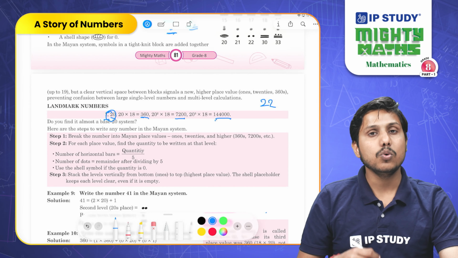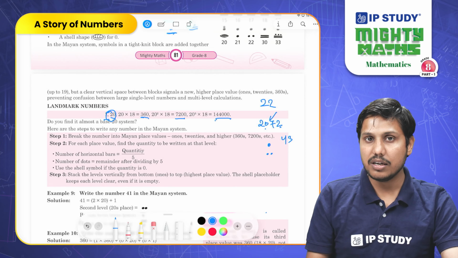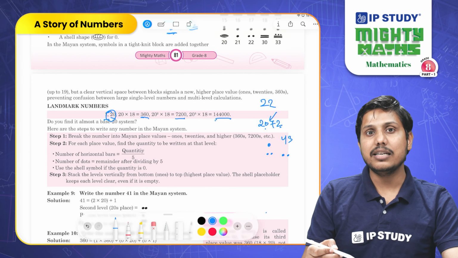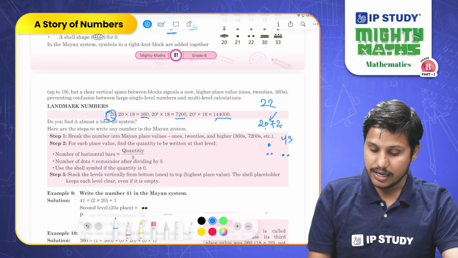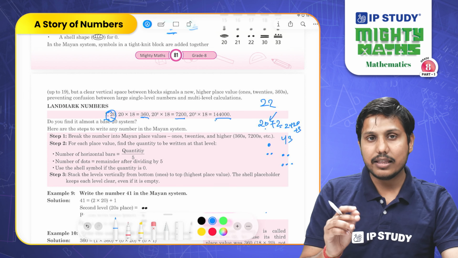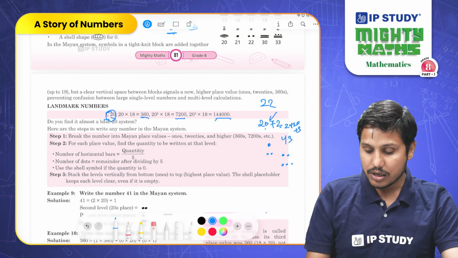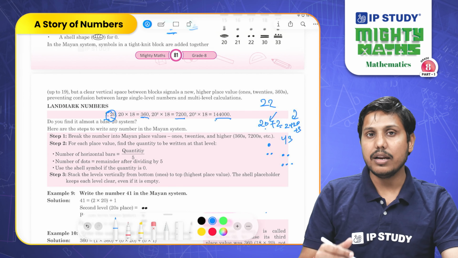Now let's suppose if we have 43, then also we have to use the landmark number 20 because it is the nearest bigger number to 43. So we have to use 2 dots to represent that it is 2 times 20, because it will be 2 times 20 plus 3. So for 3 we have to use 3 dots below it. So like this we need a place value for each number that we have to break using these landmark symbols.